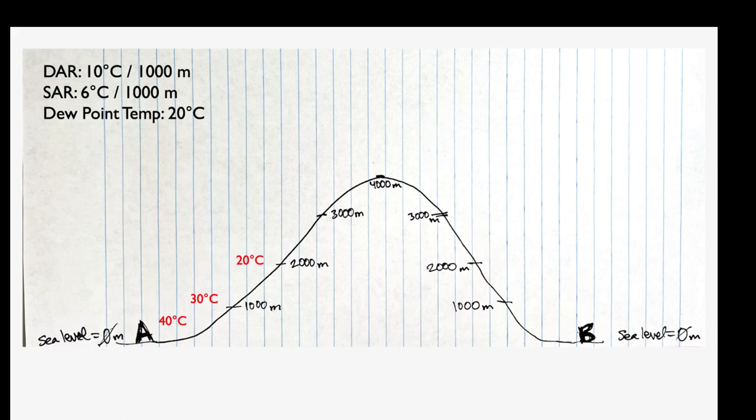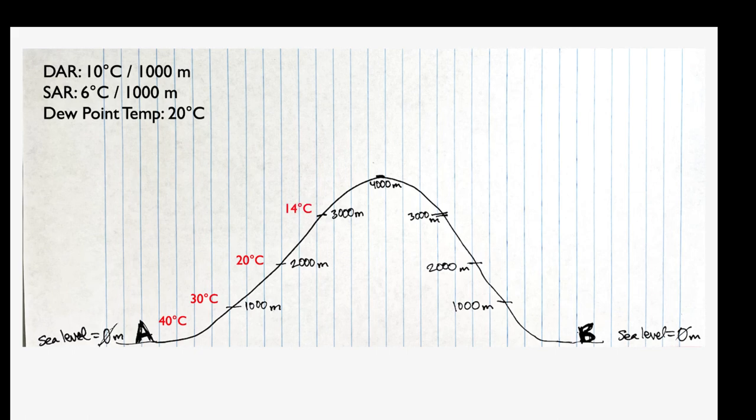To find the next marker, we again multiply 1,000 meters by the SAR. This gives us 6 degrees Celsius. Since we're increasing altitude and cooling adiabatically, we subtract it from the previous temperature. This means our temperature at 3,000 meters is 20 minus 6, which equals 14 degrees Celsius.